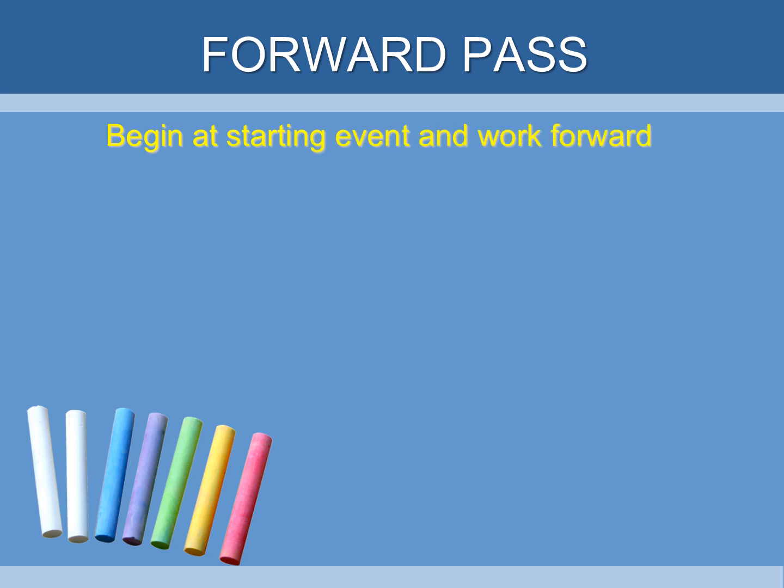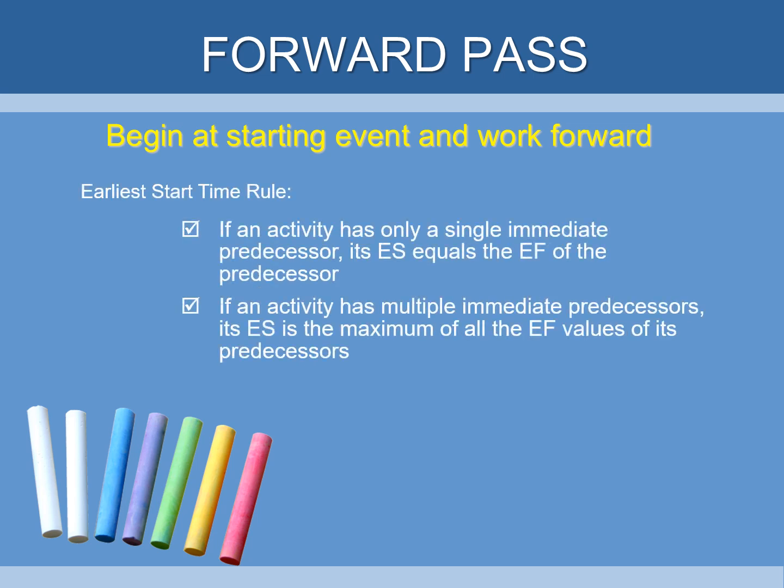So first of all, we're going to do what's called a forward pass. We're going to begin at the starting event and work forward. So the earliest start time rule is if an activity has only a single immediate predecessor, its earliest start time equals the earliest finish time of the predecessor. If an activity has multiple immediate predecessors, the earliest start time is the maximum of all the earliest finish values of its predecessors. So, the earliest start time equals the maximum of all the earliest finish times.